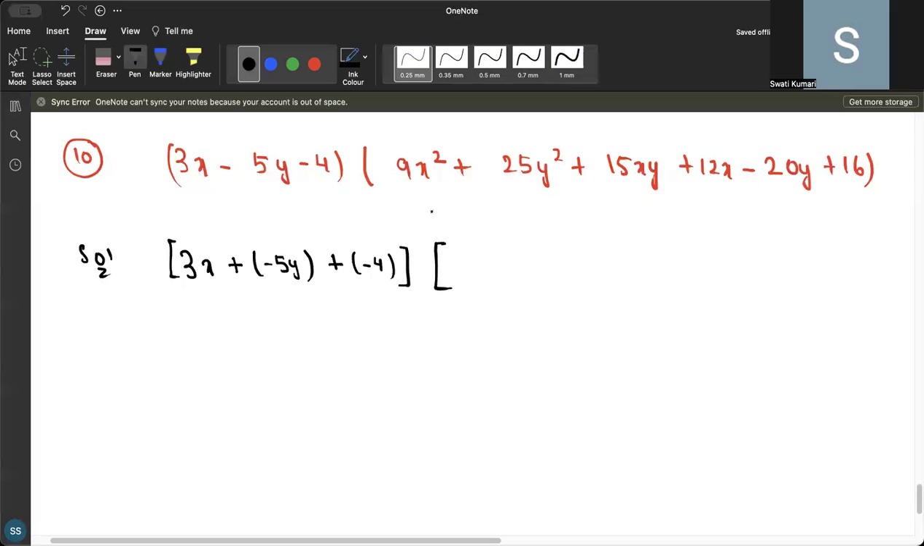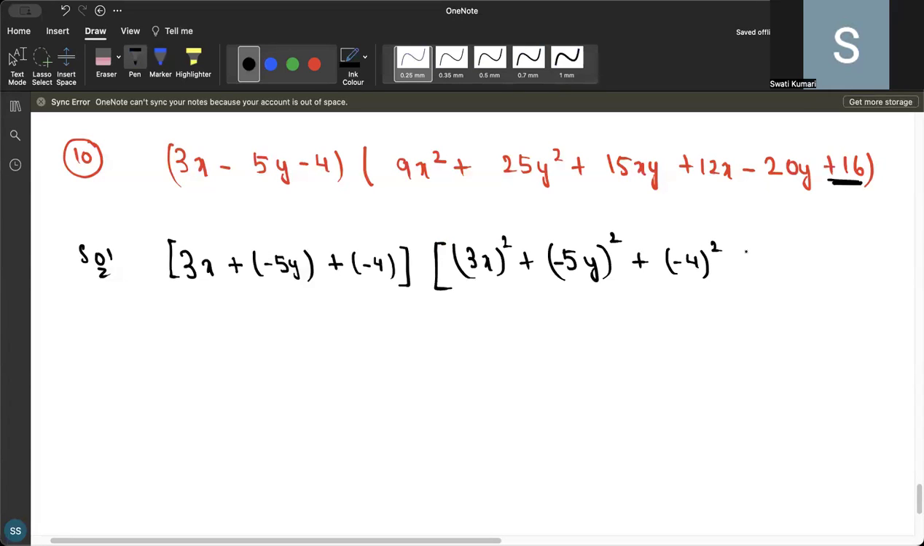Now, can I write down 9x square as 3x whole square? I'm writing 25y square as 5y square, but I'm going to put the minus sign here. Okay, just a connection. You will understand this. I'm going to take the 4, 16 first. Okay, so there is just one thing they did. They wrote the 16 at the end, so that we can write down plus 4 square. I'm going to write down minus 4 square.